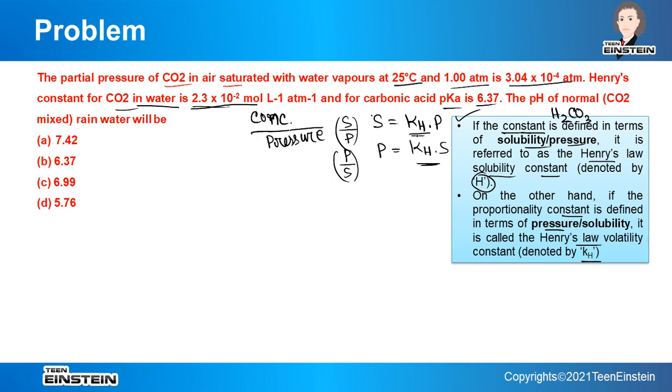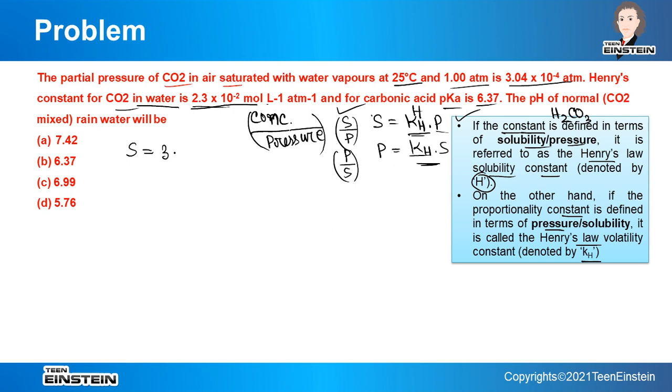But here I have written both as kH, but actually it should be written as H into P. But it doesn't matter, just read the question carefully, look at the unit. So if the unit is concentration by pressure, that is solubility by pressure unit, then you have to use the first equation, otherwise use the second equation. So here obviously we will use the first equation. As kH value is given and partial pressure is given, we can easily find out what is the value of S.